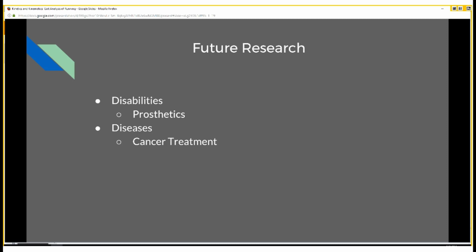And cancer, at the biomechanics lab, we have two biologists studying this right now. We have cancer patients and their gait, trying to understand if cancer harms gait in any way.